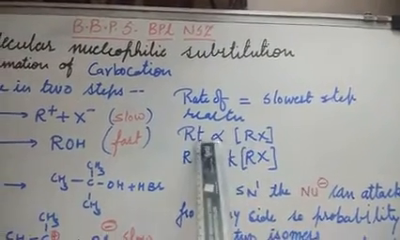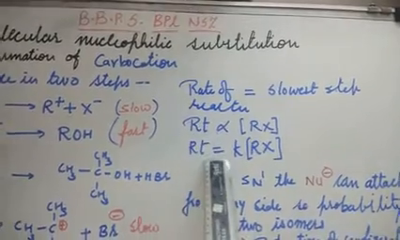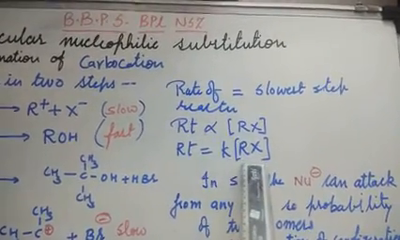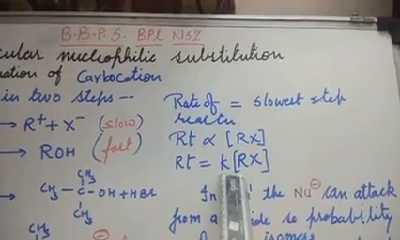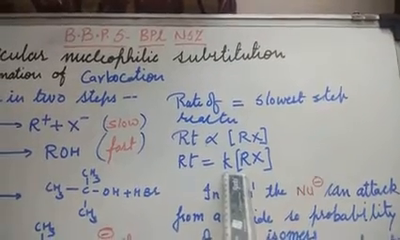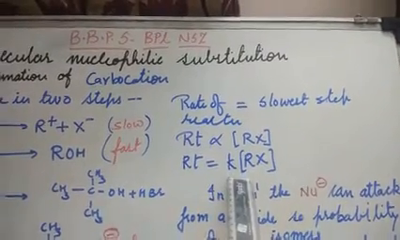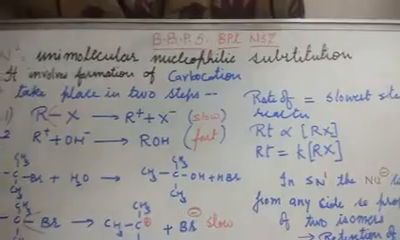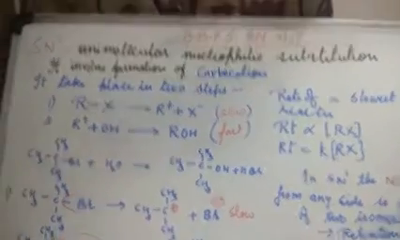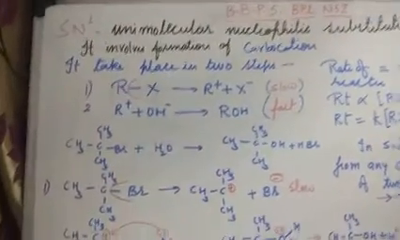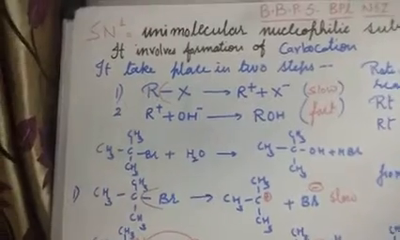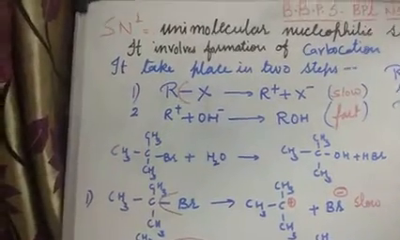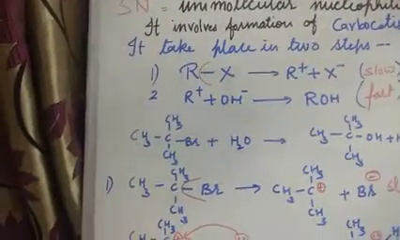Okay, so here rate is equal to K into Rx. K is the proportionality constant, velocity constant, rate constant. Okay, so now I think it is clear that rate of the reaction is decided by the slowest step. Here I have taken a genuine example for describing this SN1 reaction, students.